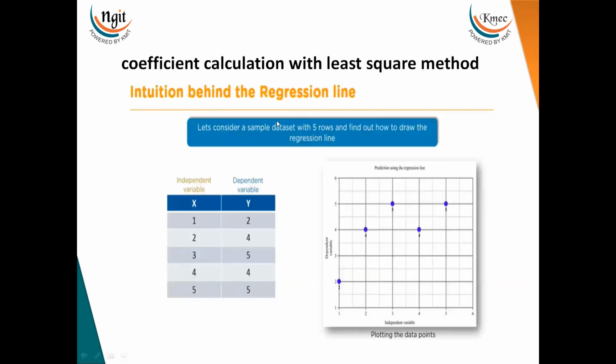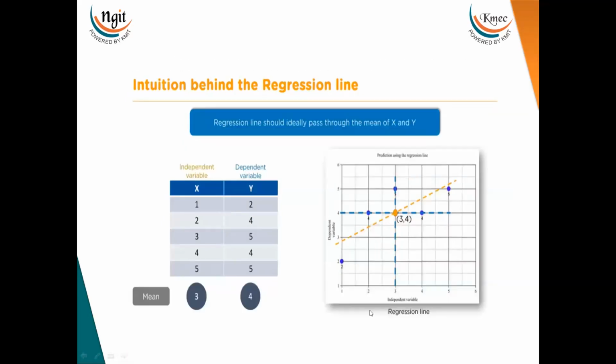Now I want to calculate the coefficient with the least square method. How can we calculate that? Suppose we take a very small data set with 5 rows, where x represents the independent variable and y represents the dependent variable, so the value of y depends on x. Now I'm plotting the same values in this graph. After plotting this, I want to find the mean. Whenever I want to find a line, first we have to find the mean. So I will find the mean of x and the mean of y. We know how to find the mean.